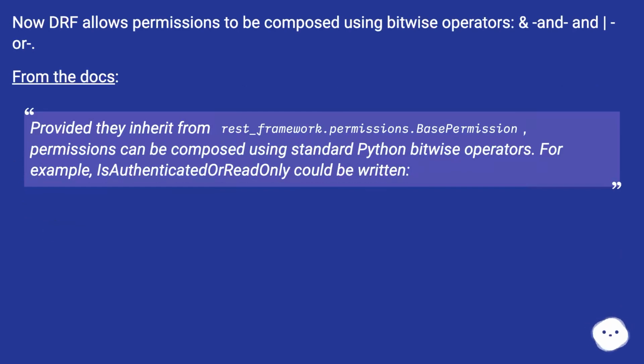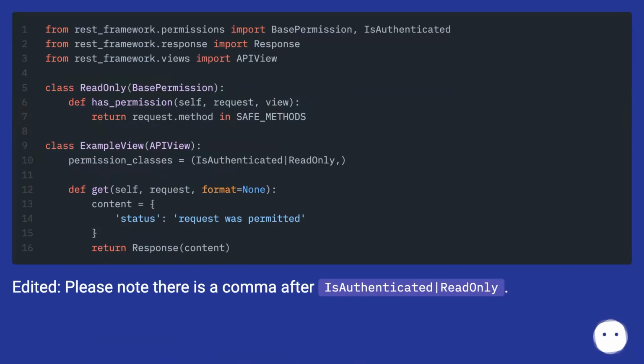Now DRF allows permissions to be composed using bitwise operators, and, or, dash. From the docs: provided they inherit from rest_framework.permissions.BasePermission, permissions can be composed using standard Python bitwise operators. For example, IsAuthenticatedOrReadOnly could be written. Edited. Please note there is a comma after IsAuthenticated, ReadOnly.